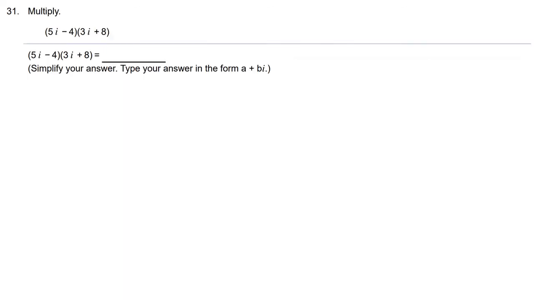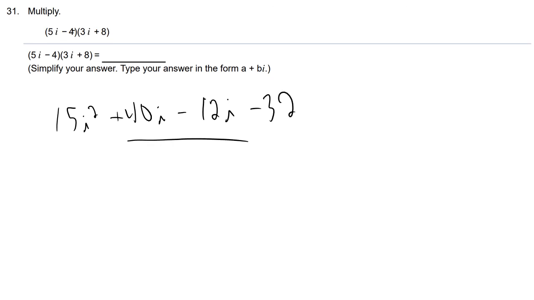When we multiply, it's a little bit more complicated because we need to double distribute. We need to FOIL. So we're going to have, I'm going to move this just so that we can make sure we see it all. We have 5i times 3i. That's going to be 15i squared. We have 5i times 8, so that's plus 40i. We have -4 times 3i, so that's -12i, and -4 times 8, so that's -32.